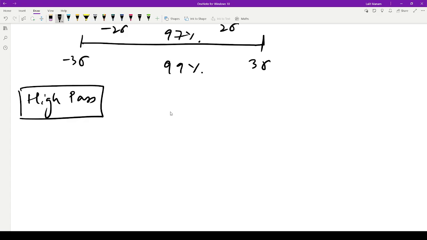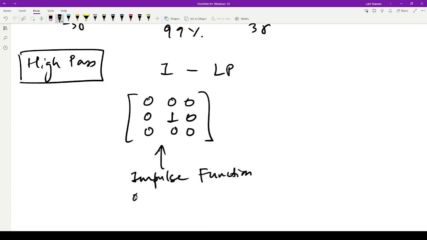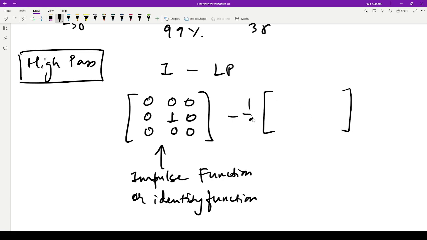So a simple example given is identity minus low pass, right? So what is identity? That we exactly saw in the previous question, Q1. This impulse function is called the identity function. As you see, that returns the same value. I'm not saying identity matrix, it's an identity function. If you subtract the low pass, which is 1 by 9 of ones, from the identity function, what does it turn out to be?